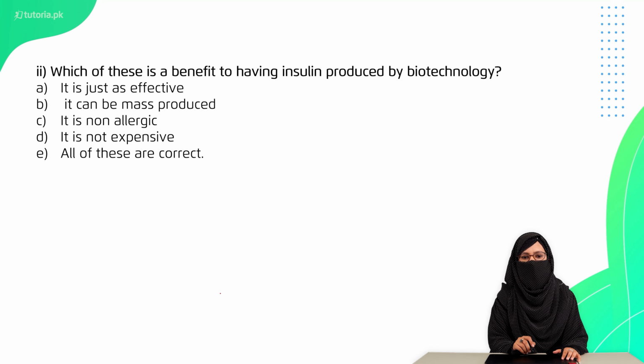Second, which of these is a benefit of having insulin produced by the biotechnology? It is just as effective, it can be mass produced, it is non-allergic, it is non-expensive. All of these are correct. The right option is option E. All of these are correct.